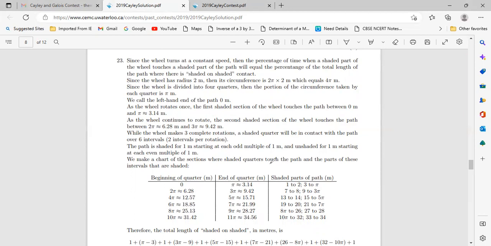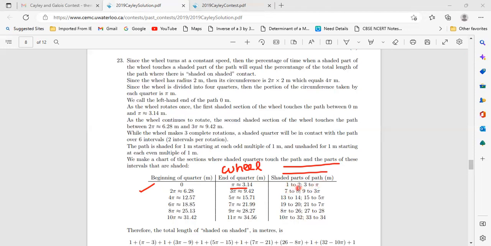So they just drew the table for that. In the beginning of the quarter, it's 0. End of the quarter, it's 3.14. So this part is about the circular wheel, and this is about the path. And in the path, you have a shaded portion and an unshaded portion, and like that it happens alternately.